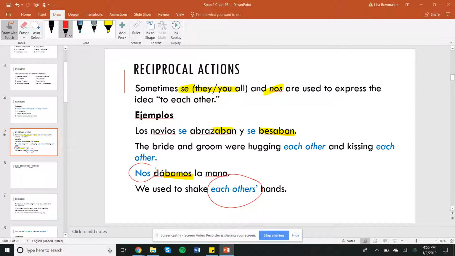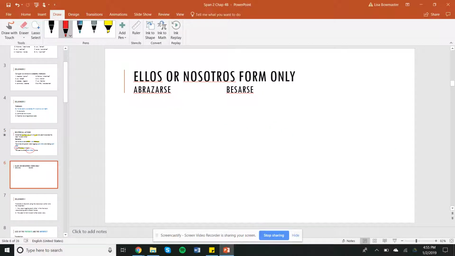So it's really a pretty easy concept as long as you remember how to change those verbs. Let's review that. So like I said, you need to have two people involved to do something to each other. So there's only really two forms, the ellos, ellas, ustedes, or the nosotros, nosotras. So I'm going to do two examples here. Let's say abrazarse, to hug. By putting the se on the end, we're saying to hug each other.